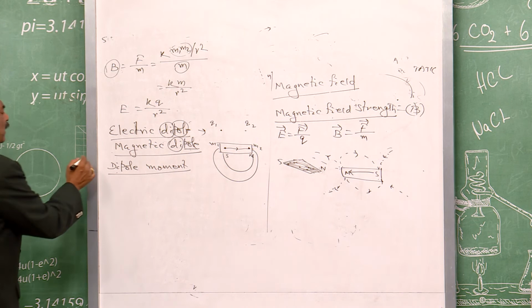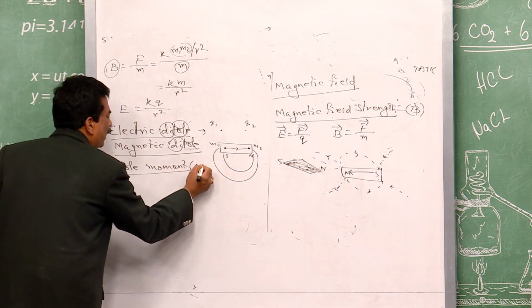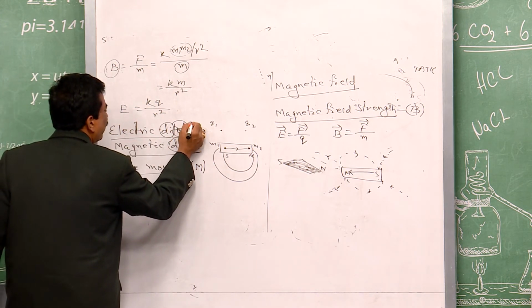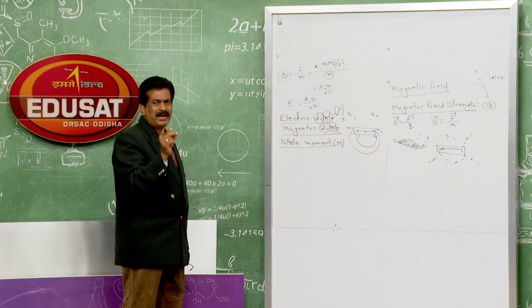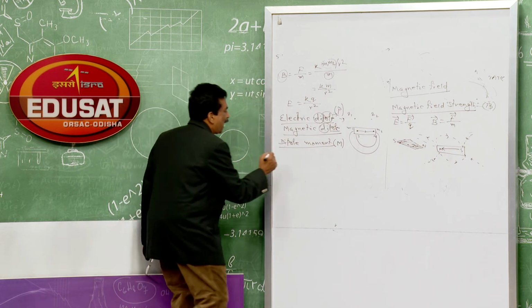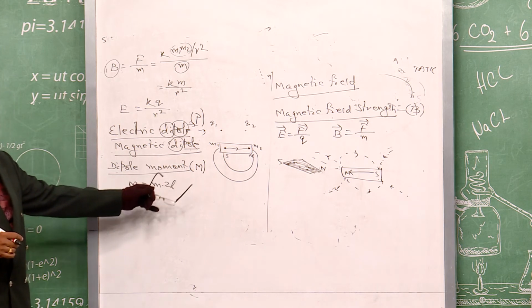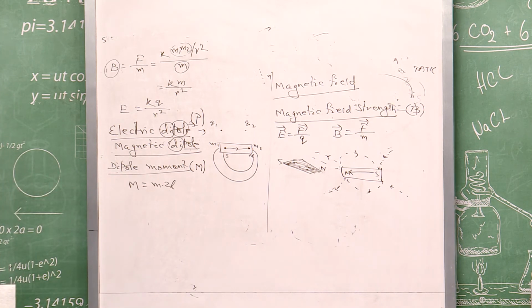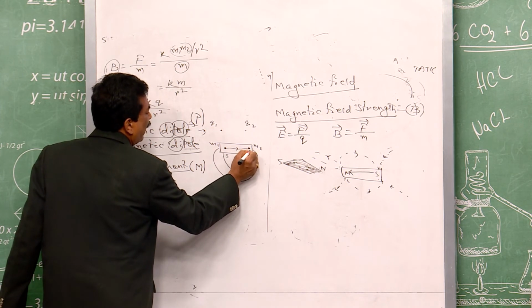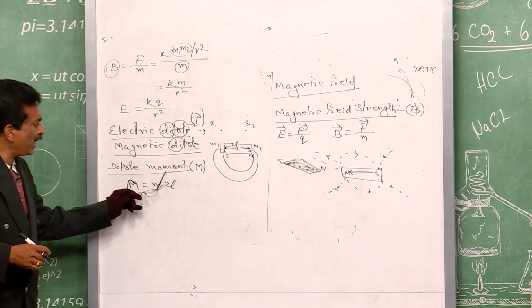If for the electric field, then this is the electric dipole moment. For the magnetic one, that is the magnetic dipole moment. For the magnetic dipole moment, we will take the symbol capital M, and for the electric dipole moment, we have taken the symbol P. Here you have to take the symbol M. And that M is defined as the product of the magnitude of the pole strength with the distance of separation between them. Means if this is the north pole and this is the south pole, and the distance between them is 2L, then the dipole moment is M into 2L.